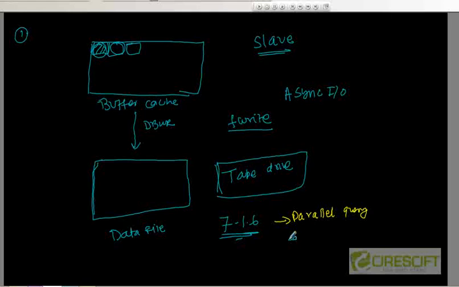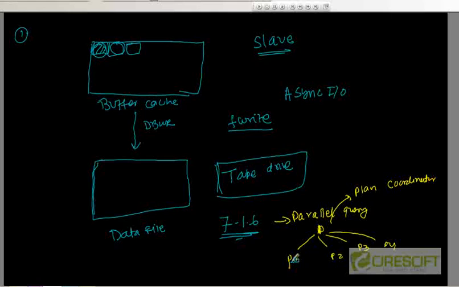So with this parallel query option, the main plan is going to be divided into multiple sub plans. The process which creates this main plan is called the coordinator. Okay, so this is called the plan coordinator.